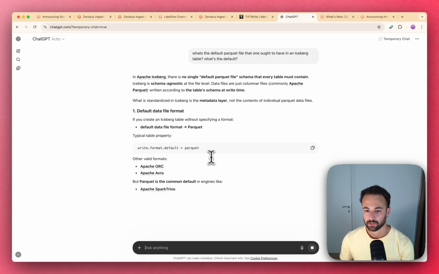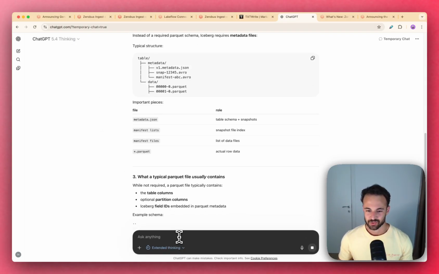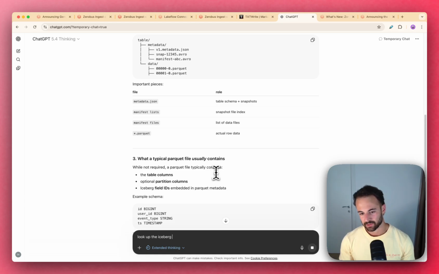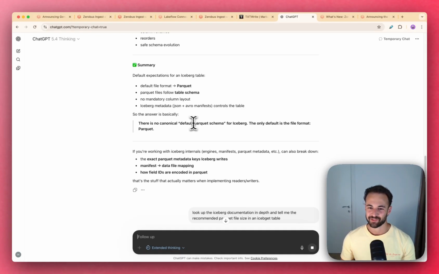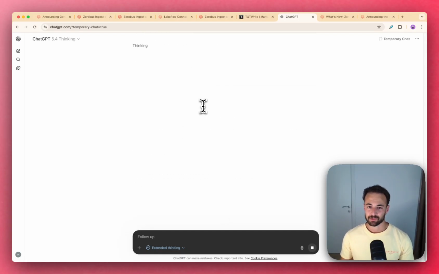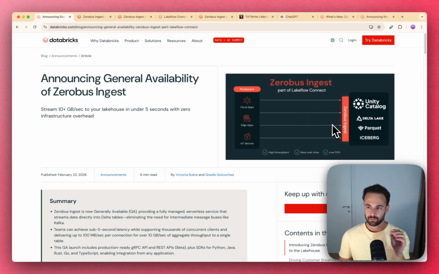Let's see if this thing can, stupid ChatGPT, it can never actually do this. Let's try again. Look up the Iceberg documentation in depth and tell me the recommended Parquet file size in an Iceberg table. Let's see if it answers this time. But I remember it's 256 megabytes. I've looked into it back in the days. In any case, I'm just trying to say that you cannot stream your records in real time. Like every millisecond, you write a new record that's a few kilobytes in your Iceberg table, or Delta table for that matter.